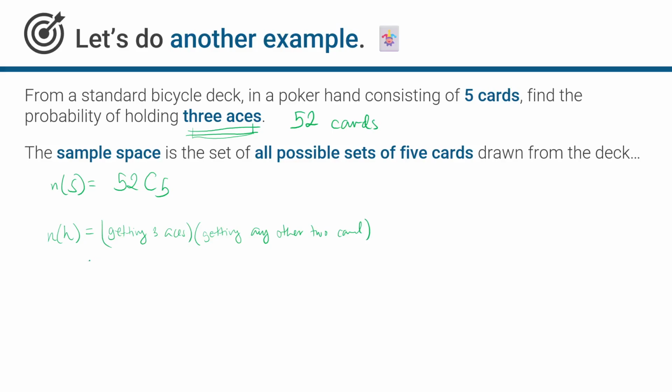Alright, to get this one, how many aces are there in total? We have 4 aces. Combination of how many are we going to get from that? 3. So 4 combination of 3 means that you have 4 aces.